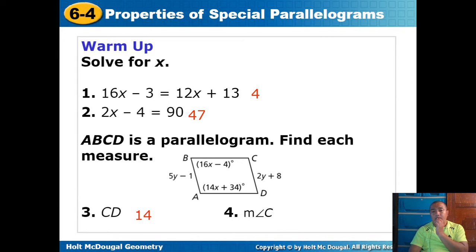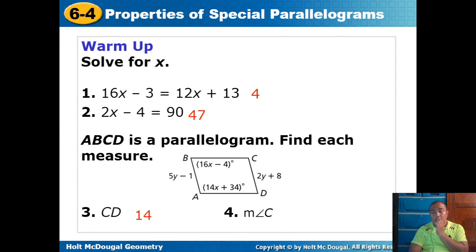Measure of angle C. First solve for x. Angle A and angle B are supplementary. They are consecutive angles, so they are supplementary. Their sum is 180 degrees. The measure of angle A is the measure of angle C. So we have 30x plus 30 equals 180. 180 minus 30 is 150, divided by 30 is 5, so x is 5.